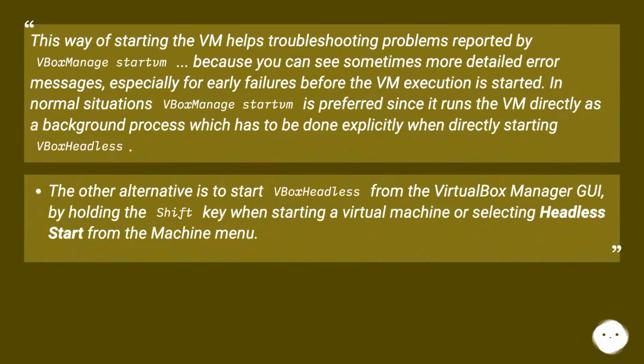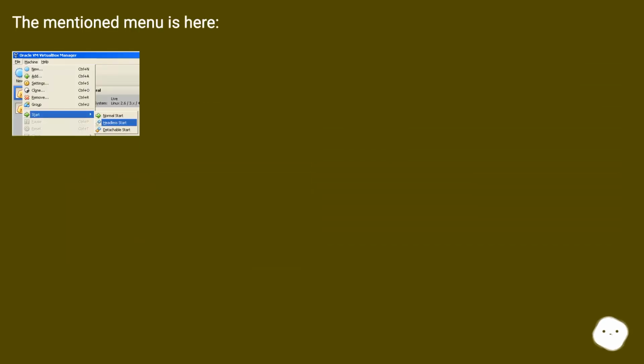This way of starting the VM helps troubleshooting problems reported by VBoxManage startvm, because you can see sometimes more detailed error messages, especially for early failures before the VM execution is started. In normal situations, VBoxManage startvm is preferred since it runs the VM directly as a background process, which has to be done explicitly when directly starting VBoxHeadless. The other alternative is to start VBoxHeadless from the VirtualBox Manager GUI, by holding the Shift key when starting a virtual machine or selecting Headless Start from the machine menu. The mentioned menu is here.